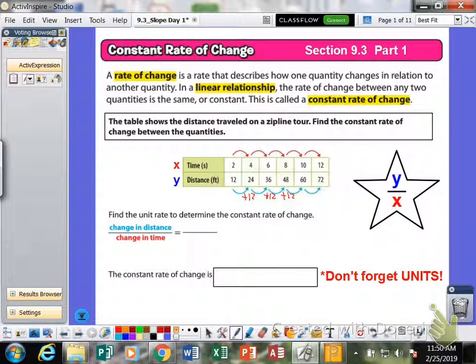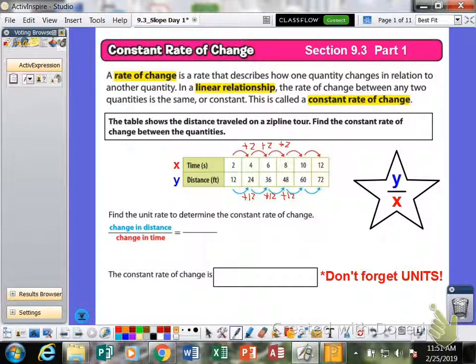So our distance is 12, and that is our y. So our change in time, or our x here, would be 2. Notice we're adding 2 each time. 2 to 4, I'm adding 2. 4 to 6, I'm adding 2. 6 to 8, I'm adding 2, and that trend is going to continue forward.